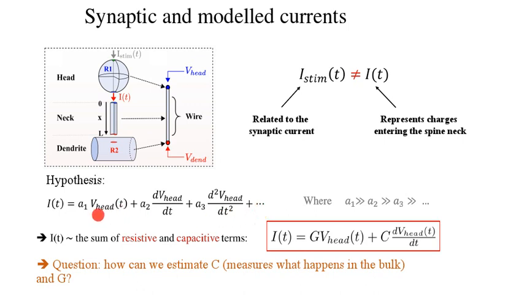Where we assume that in this expansion, we have a dominance of the first term with respect to the second, with respect to the third, and so on. So here we are going to make a truncation. We are going to neglect all of the series, and we are going to truncate here to order 2, so that I of t is going to be proportional to a constant which we call g multiplied by v head plus c dv dt.